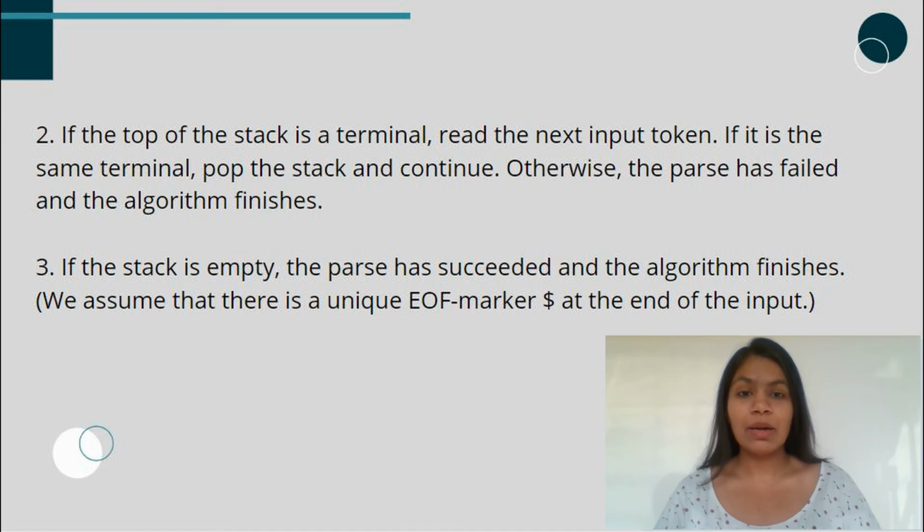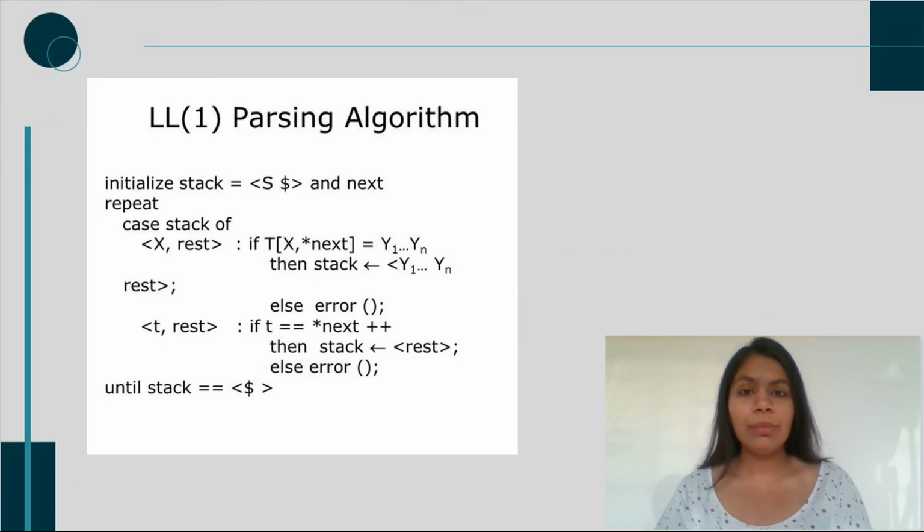We make an assumption that at the end of every input string there is a dollar symbol which denotes the end of the string. So this is the LL1 parsing algorithm in pseudocode format. The stack is initialized with S and the dollar symbol, and we repeat the first two rules for the non-terminal and terminal until we reach the dollar symbol, which is the end of the input string. Note that X over here denotes a non-terminal and T denotes a terminal.